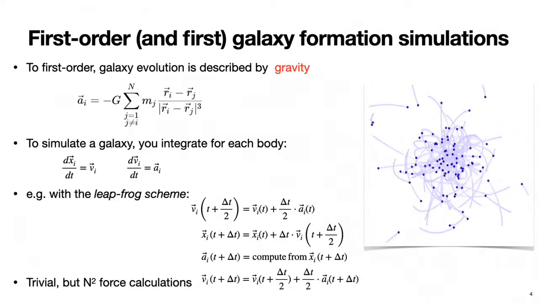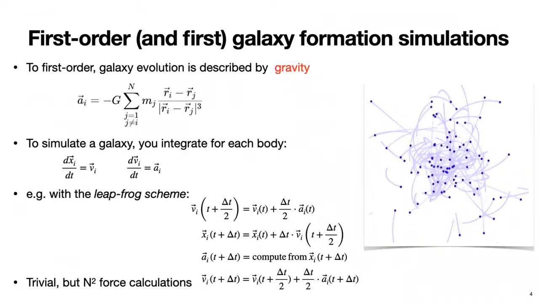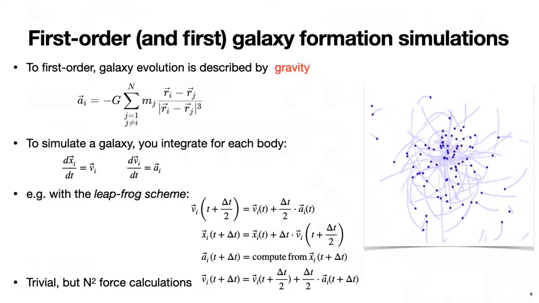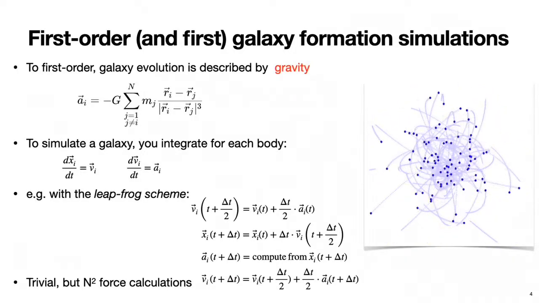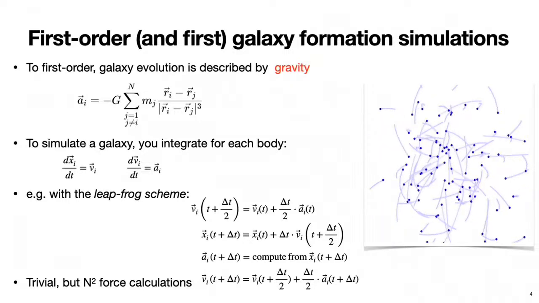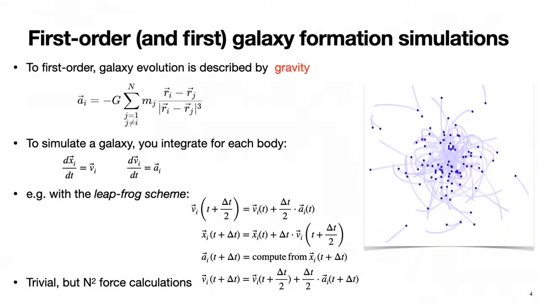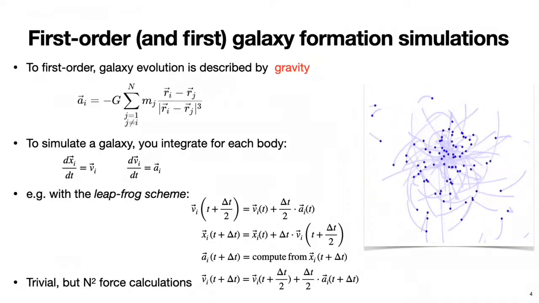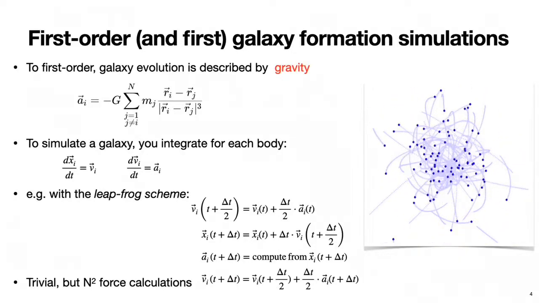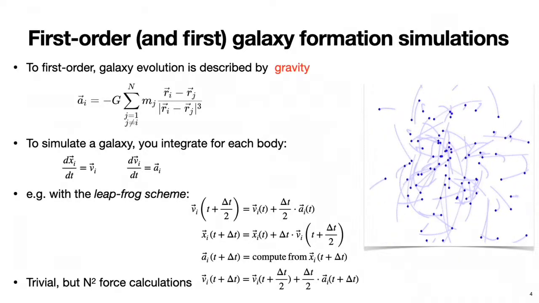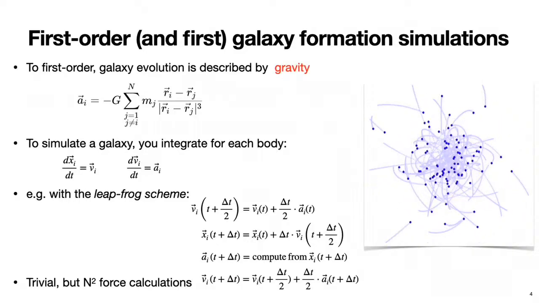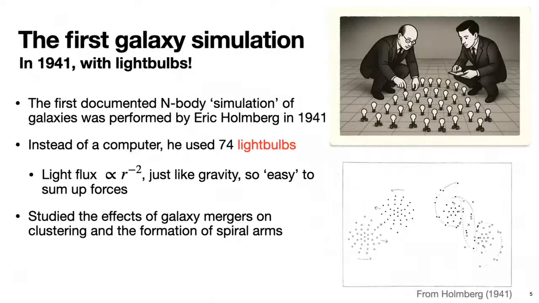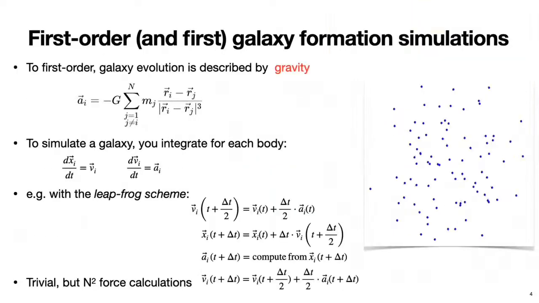And then you can evolve with a scheme such as the leapfrog scheme, where you evolve first the positions over half a time step, and then you cross over with the velocity over a full time step, etc. They jump over each other. This is very easy conceptually, but it takes a very long time because there are n squared operations to solve this. For every particle, you need the force from every other particle.